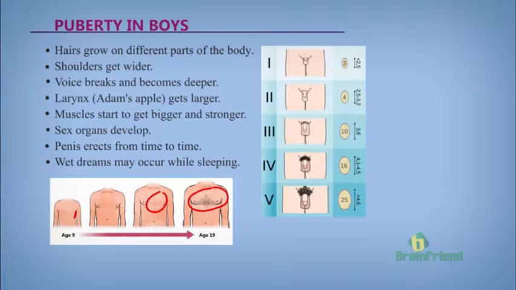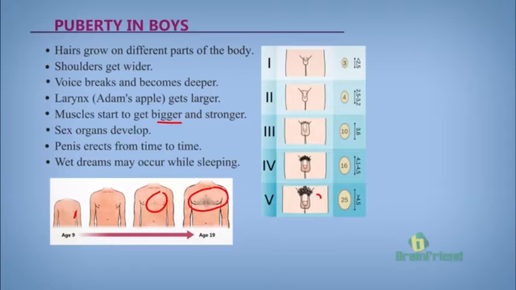The muscles get bigger and stronger. Then the sex organs begin to develop. From a small penis, it develops gradually to a big penis. Then your penis erects from time to time, usually because of your mood. Then you experience wet dreams. It might come while sleeping.